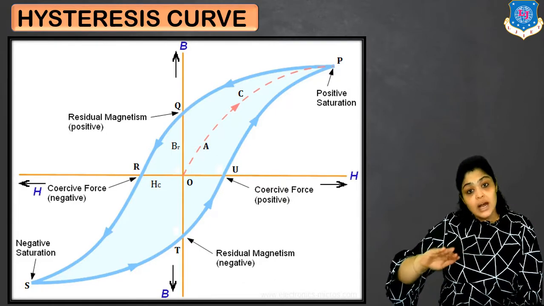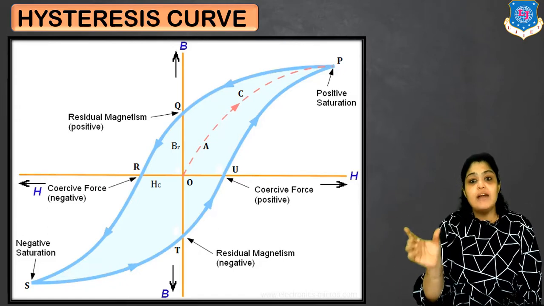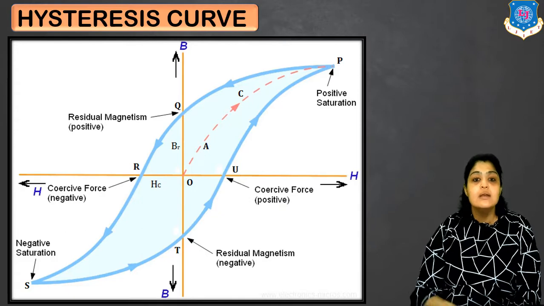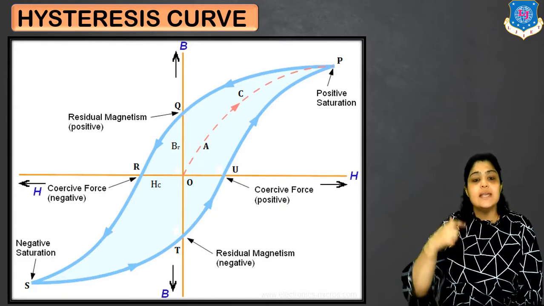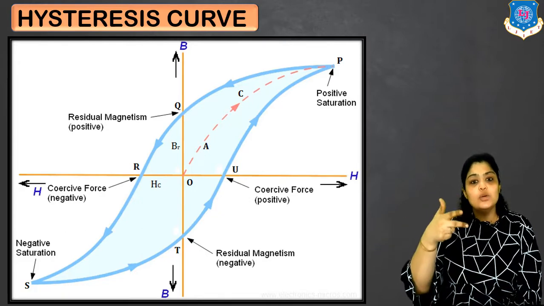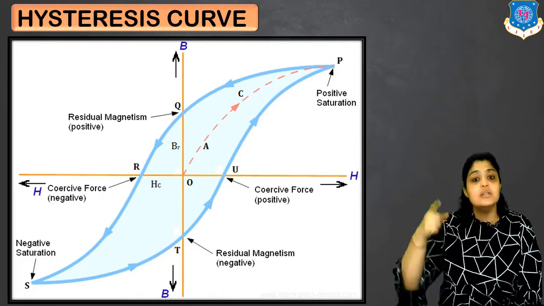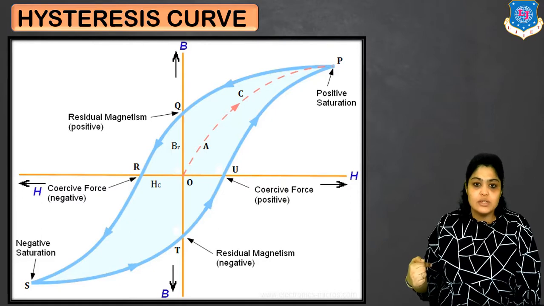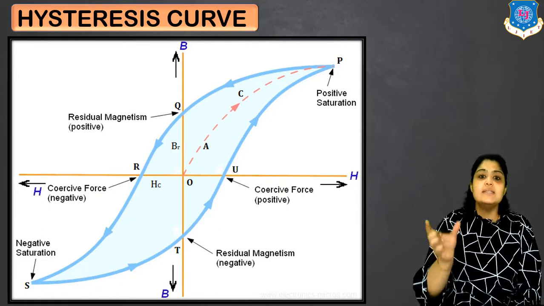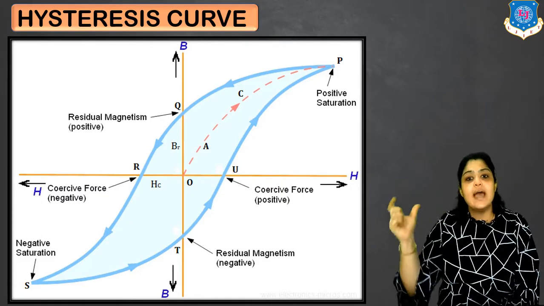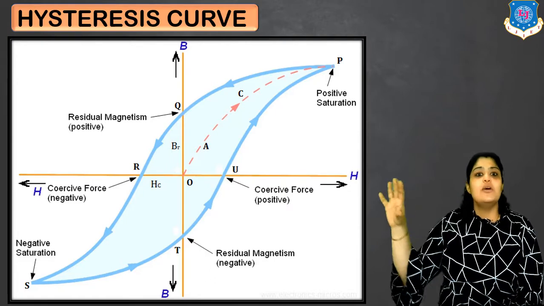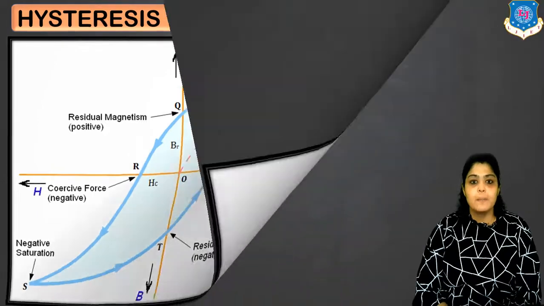So now, to again bring B to 0, we will have to apply a field OU that corresponds to HC. According to the diagram, I can say OQ and OT are the two values of remnant magnetization. OQ is in the positive direction, OU is in the negative direction. Similarly, OR is one direction of coercive field and OU is the other direction of coercive field. So this is all about the hysteresis curve.